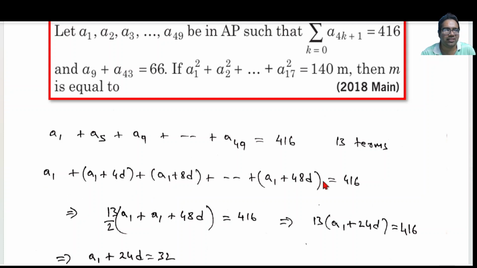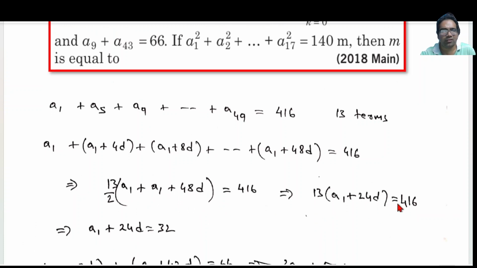What is the sum of this series? N by 2 into first term plus last term. That is the sum of an arithmetic series. Here N is 13. So 13 by 2 into first term A1 plus last term A1 plus 48D is equal to 416. That means 13 by 2 into (2A1 plus 48D). Taking 2 common, 2A1 plus 48D by 2 equals A1 plus 24D. So 13 times (A1 plus 24D) equals 416. 13 will go 32 times in 416. So A1 plus 24D is equal to 32.